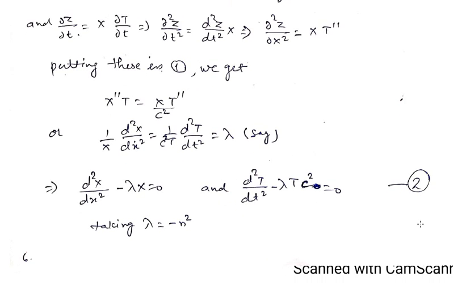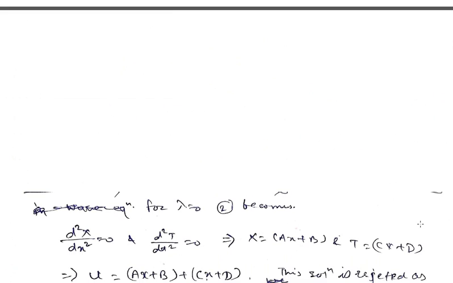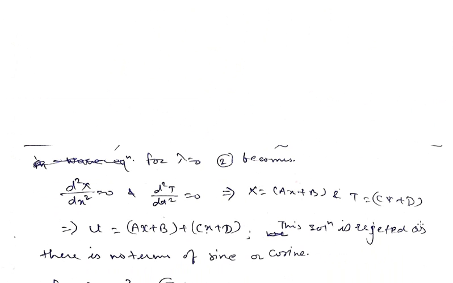So when lambda is equal to 0, in the case of lambda equal to 0, the second equation becomes d²X/dx² = 0, and similarly d²T/dt² = 0 also.